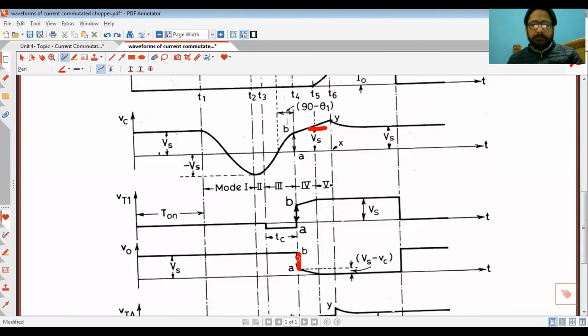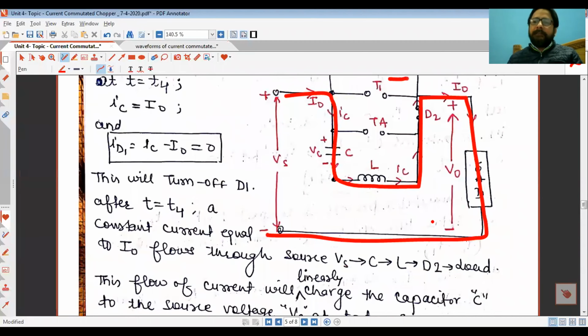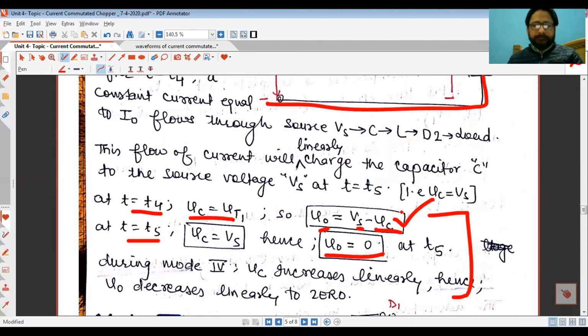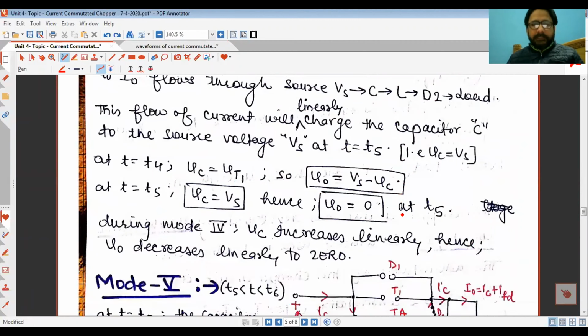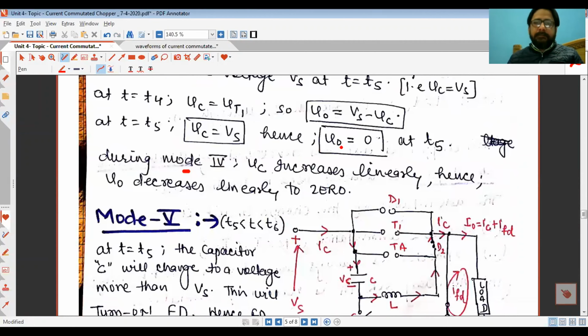जैसे लीनियरली देखो, कैपेसिटर जो है लीनियरली चार्ज हो रहा है और आपका V0 भी लीनियरली 0 हुई. अगर आप इसे गौर से देखें, T4 से T5 तक कैपेसिटर का वोल्टेज लीनियरली इंक्रीज हुआ है और V0 लीनियरली डिक्रीज हुआ है, because of this KVL equation, right? So here ends the mode 4.